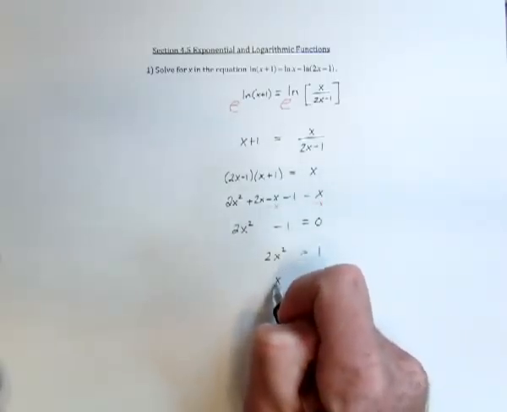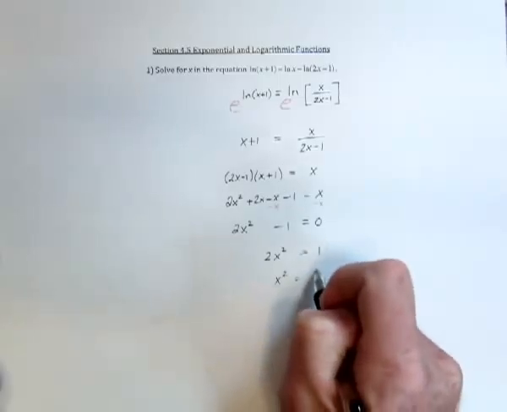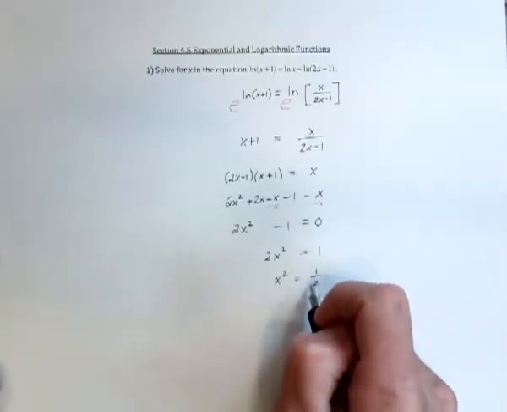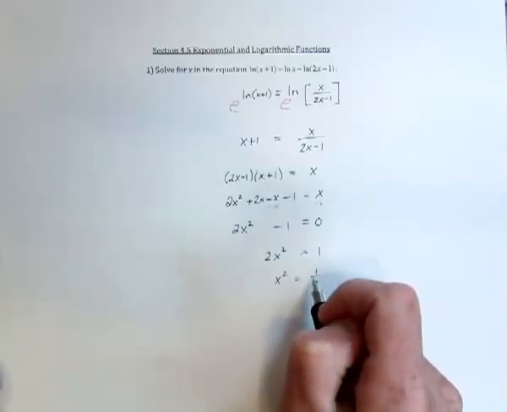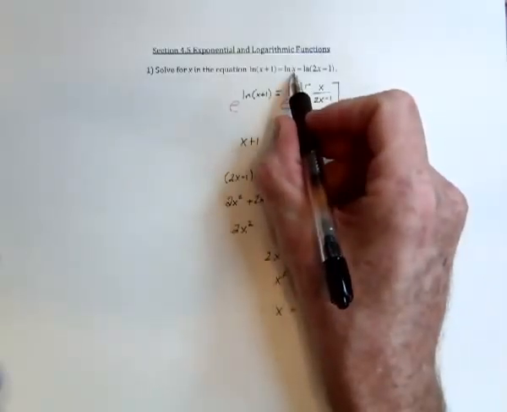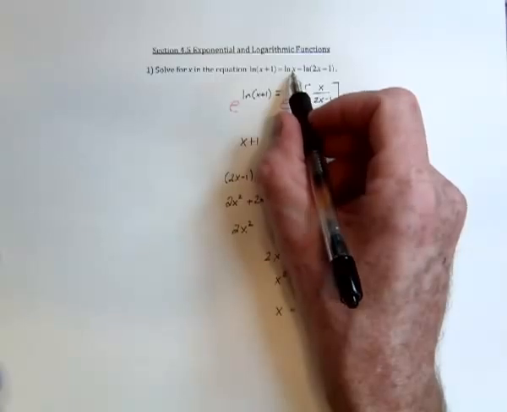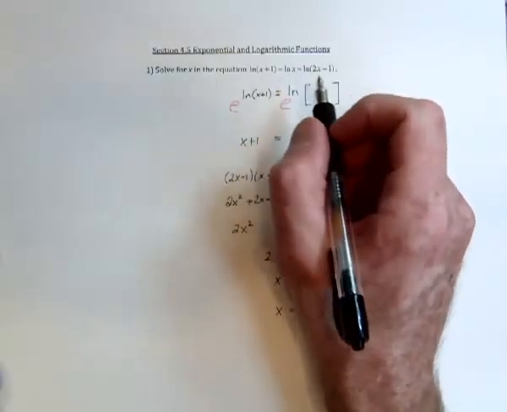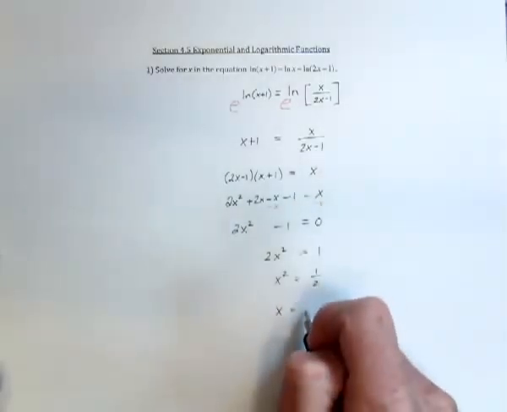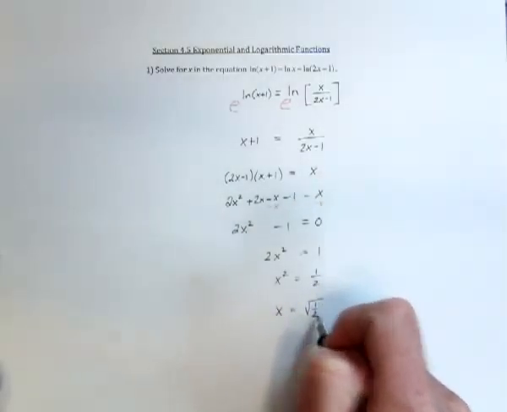Divide by 2. X squared is equal to 1/2. And then take the square root. Normally when we take the square root of both sides, we would say plus or minus the square root. But this can't be a negative. Natural log of a negative we're not going to be dealing with because that would be a complex number. So the x needs to be positive. So the square root of 1/2.